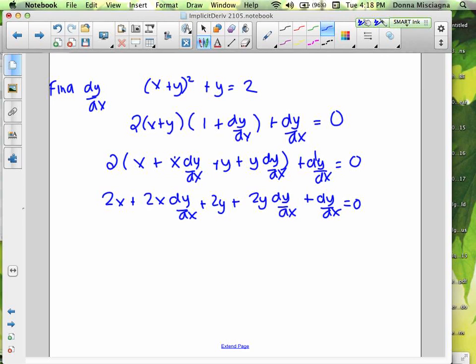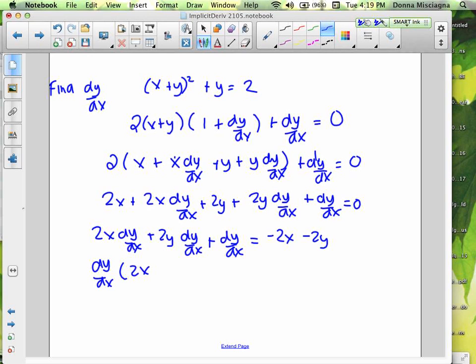Now everybody without a dy/dx is going to move to the other side. So we have 2x dy/dx plus 2y dy/dx plus dy/dx equals negative 2x and negative 2y. And now all we have to do is factor out the dy/dx. And we have 2x plus 2y plus 1, right? dy/dx divided by itself is just 1, equals negative 2x minus 2y.